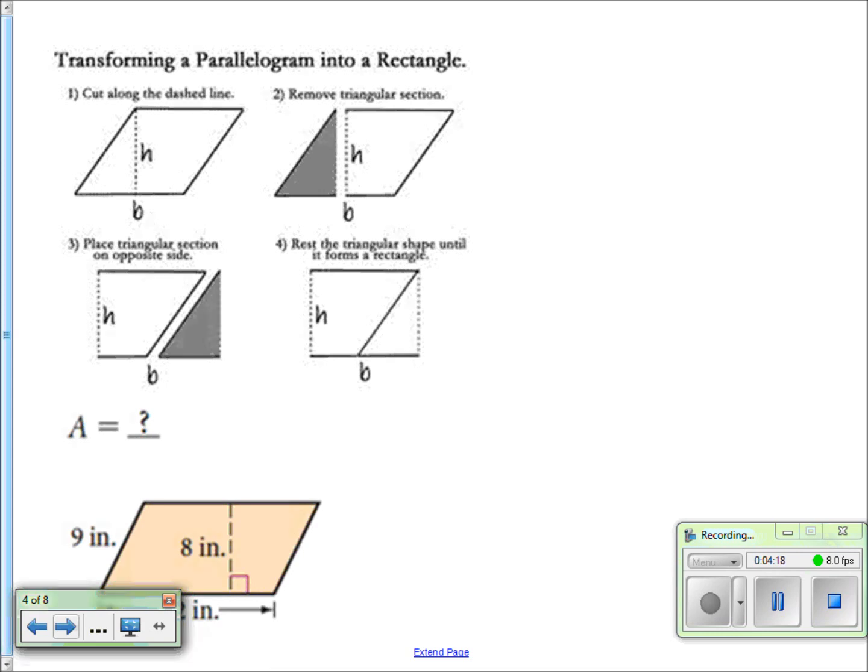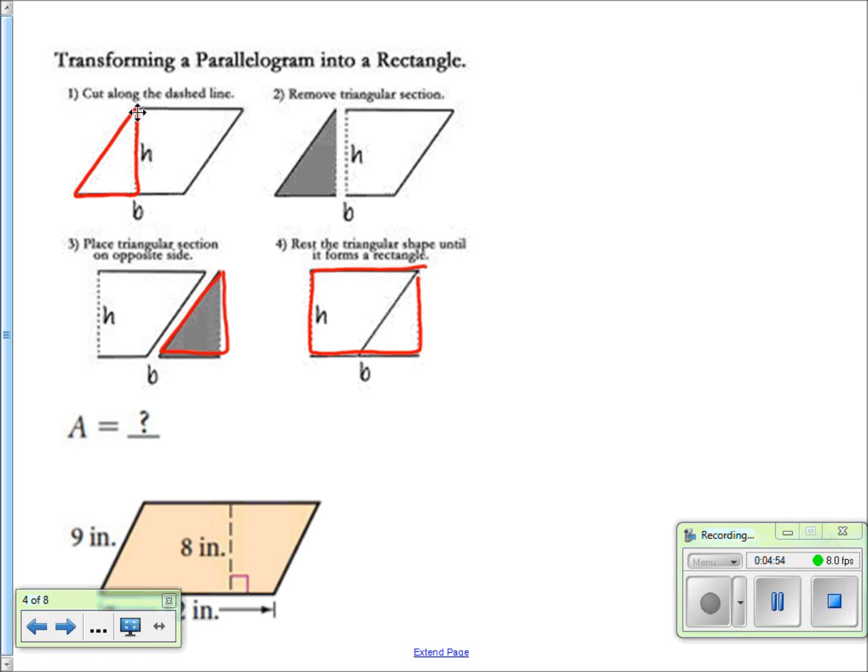This picture shows how a parallelogram can be transformed into a rectangle. They have taken the left side of this parallelogram, detached it from the parallelogram, and moved it to the opposite side. When these two pieces are put together, the parallelogram is transformed into a rectangle. Therefore, our formula for finding the area of a parallelogram is the same as finding the area of a rectangle.